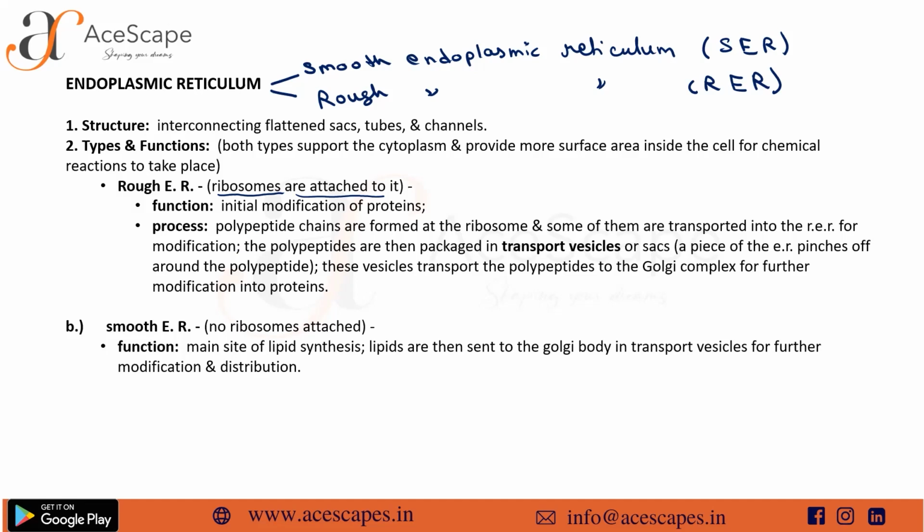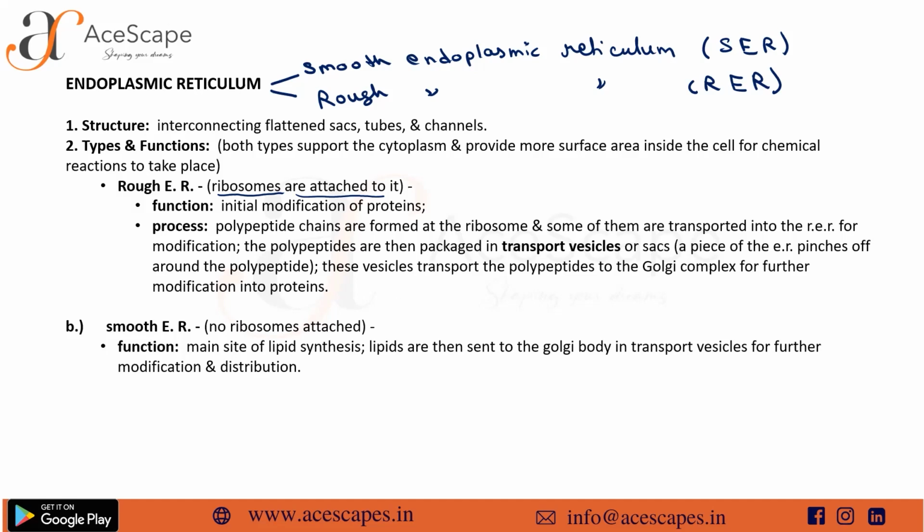Okay, a piece of that endoplasmic reticulum, that pink that goes around the polypeptide. Then these vesicles transport the polypeptides to the Golgi complex for further modification into proteins. So the polypeptide chains first form at the ribosome. Then they are transported into the rough endoplasmic reticulum. After modification, they are packed and moved further to the Golgi complex for further processing.